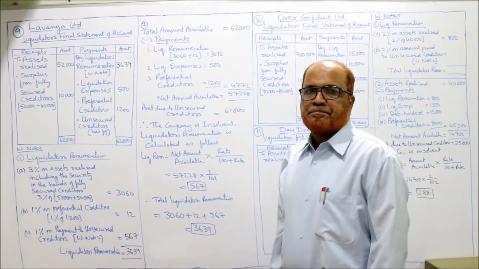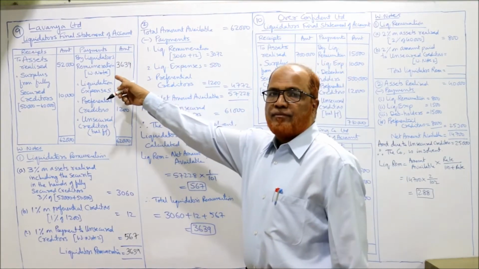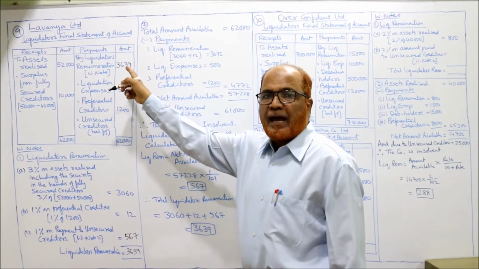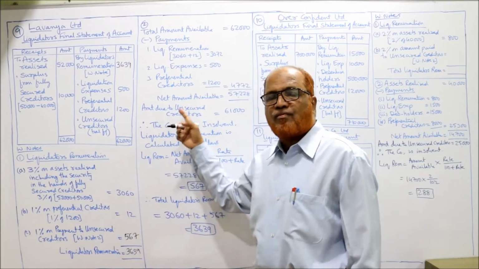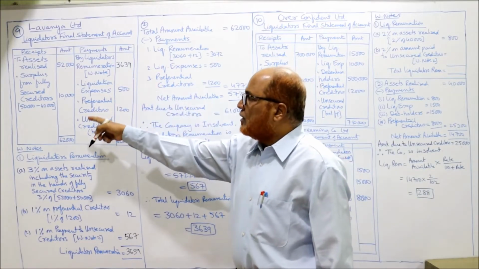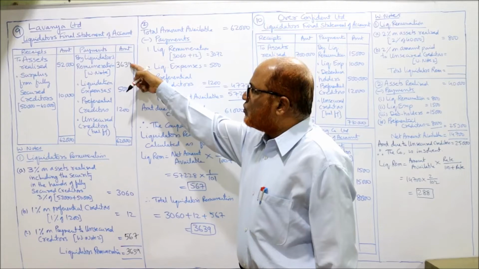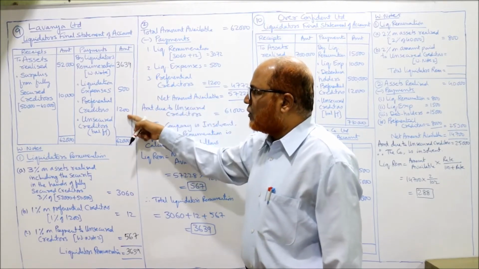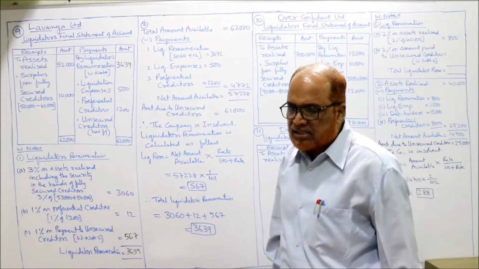So till that time, we should not take the amount. Keep it blank and do all working notes, find out how much is the liquidator's remuneration, then you take. Now, from the 62,000, subtract these 3 amounts, the balancing figure you will get is the unsecured creditor.